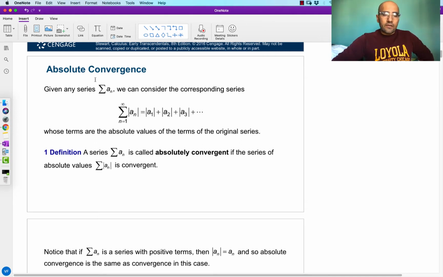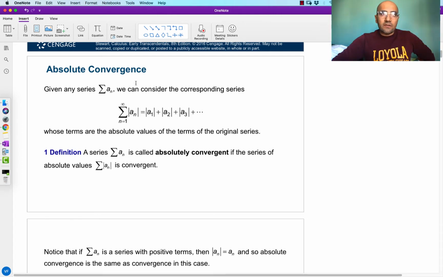So here we're looking at a series where the individual terms might be positive, might be negative, and so we're going to consider this new series where we're taking the absolute value of each individual term, making them all positive, right? So the alternating series, for example, is a case where they change positive, negative, positive, negative, but it doesn't have to be quite that.